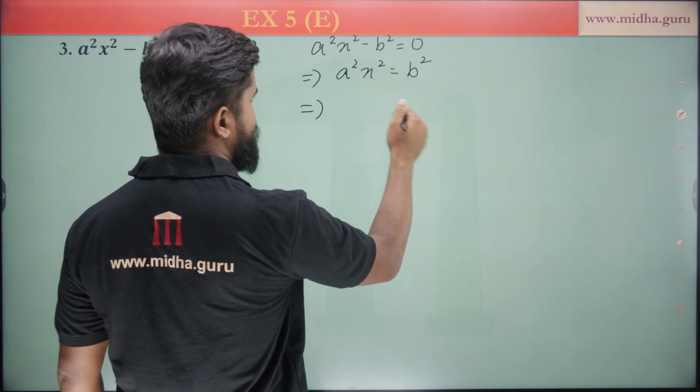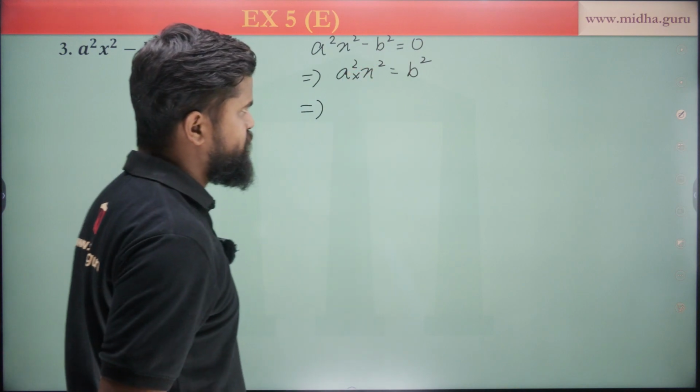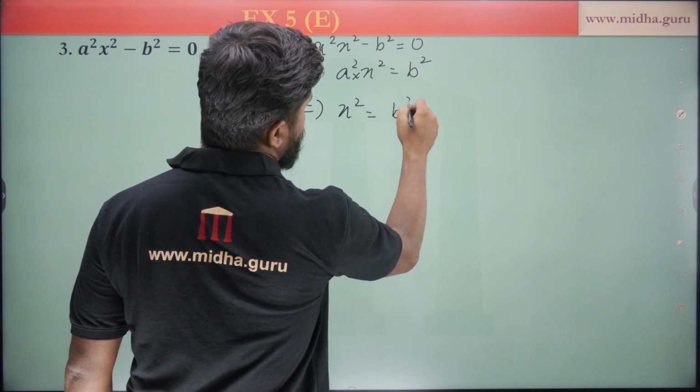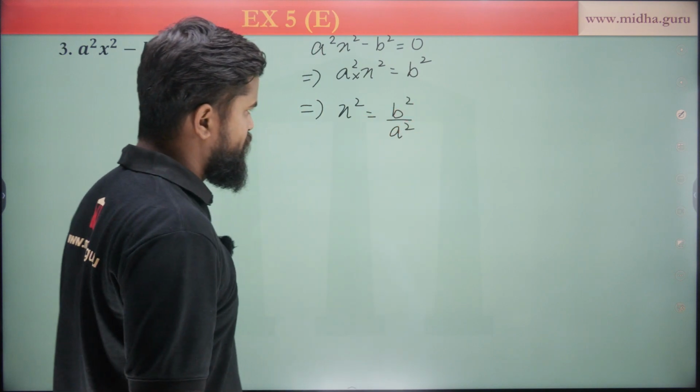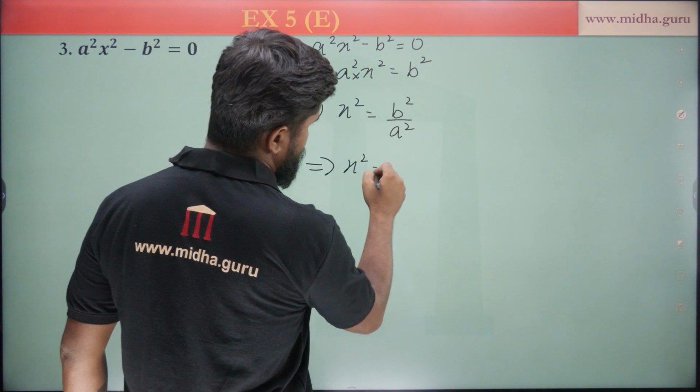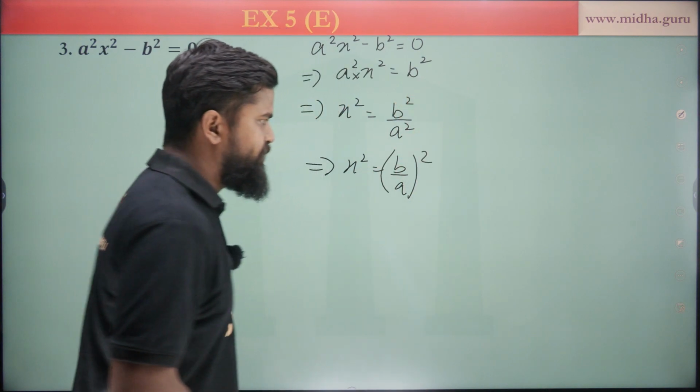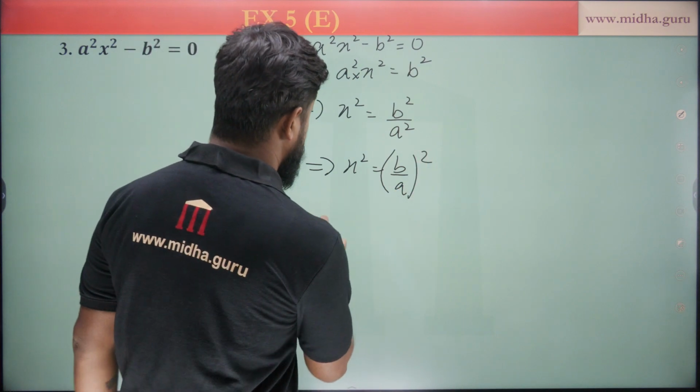Now I'll take a² to this side. Since here there is nothing written, it's multiplication. So when it goes to the other side, it becomes the division. So b² by a², or we can write it as (b/a) whole square. If the bases are different and the power is same, we can apply a whole power.